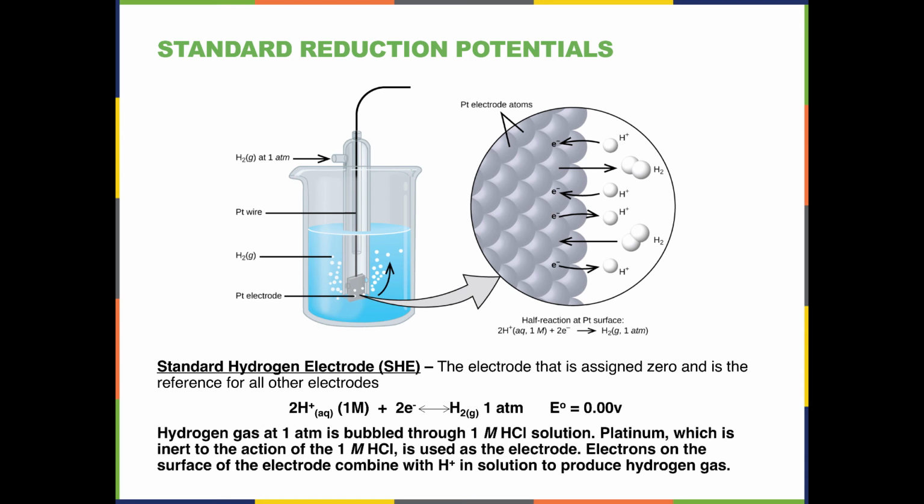So hydrogen gas at 1 atmosphere is bubbled through a solution of 1 molar hydrochloric acid. Platinum, which is the inert electrode to the action of the hydrochloric acid, is used as the electrode, and electrons from the surface of the electrode combine with hydrogen ions to produce the hydrogen gas. And the electrical potential for this reaction was assigned as 0.